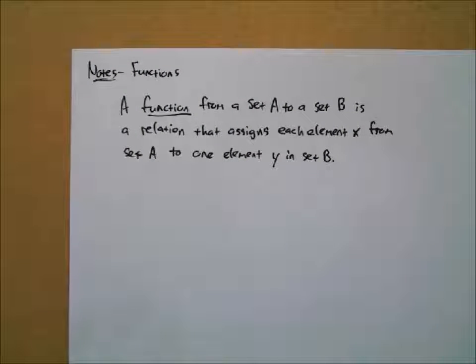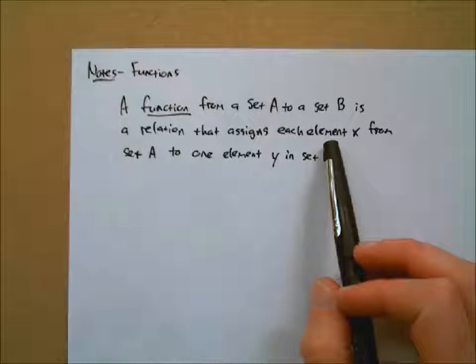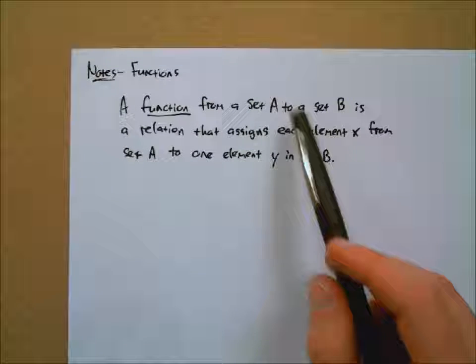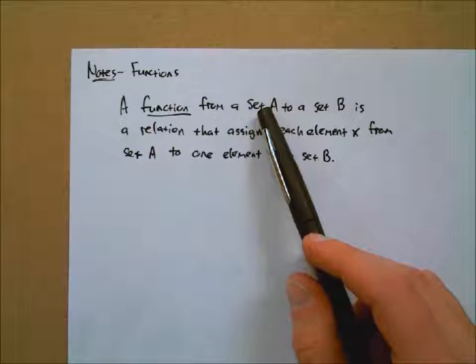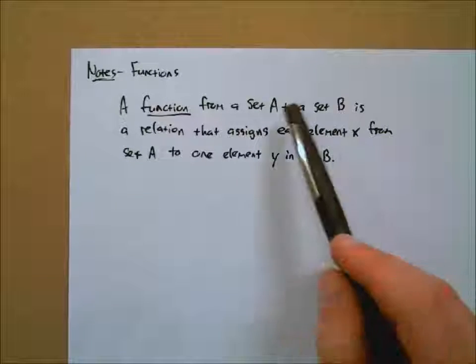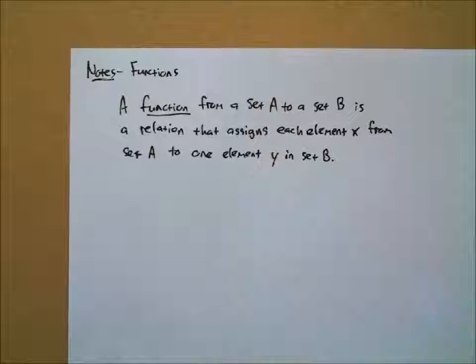Right, this is something you guys have been talking about probably since elementary school, in one form or another. That concept, so we're seeing it one more time here. Remember, an element is an individual member, an individual part of a set. You have a set, which is a group of things. One part from that set is called an element. So it's x from set A, and then an element y from set B. And so it assigns an element x from set A to one element y in set B.